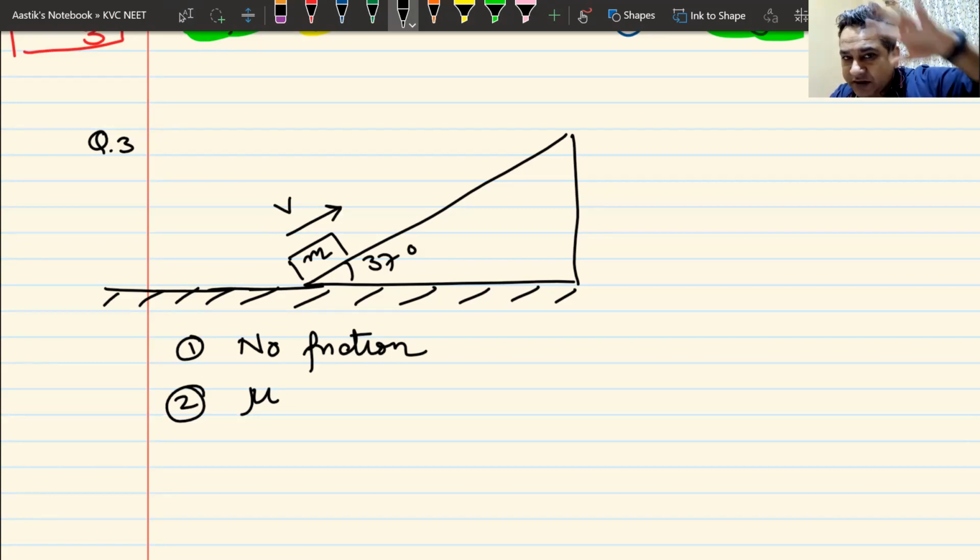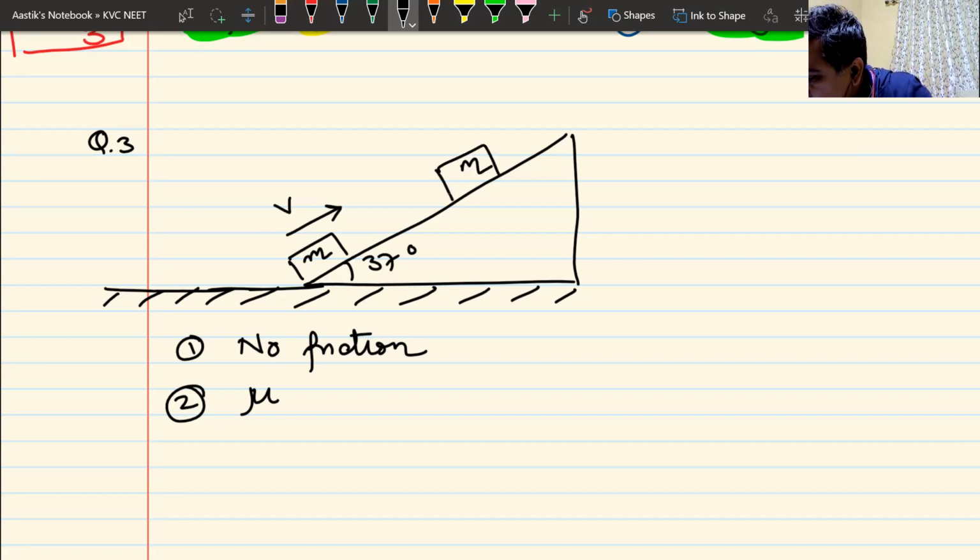and then it will move down. Yes or no? If I push it up with a velocity v, friction or no friction, it will rise to a certain height, stop there for a moment, and then probably fall down. Yes or no? You have to tell me up till what height it rises. What is the value of this height up till which it rises?